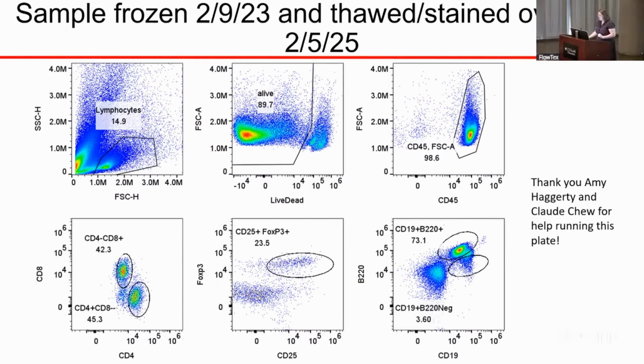And I'm just trying to emphasize here how, because we were able to just thaw them and then immediately fix them, we were able to keep them alive long enough to do really complex staining. This panel in particular was something like, I think, 25 colors. And so we got a lot of valuable data out of it, despite the fact that the samples had actually been in the liquid nitrogen for 2 years.